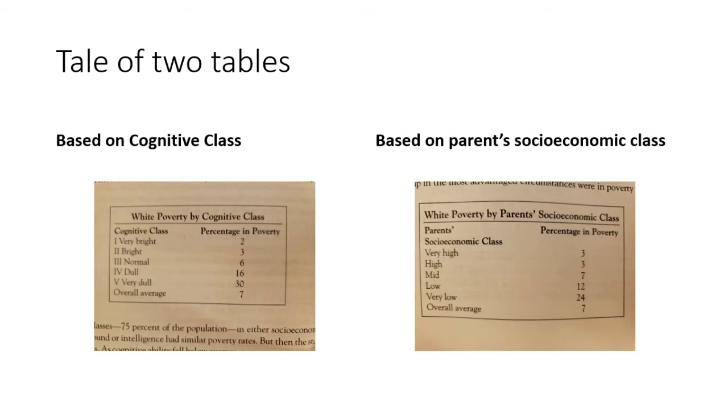And as you can see there, for the first 3 classes, it's fairly low. And then as you go lower on the scale, the percentage in poverty jumps up. Between class 5 by cognitive class and class 5 by socioeconomic class, I'm looking at very dull and very low here, there's a 6 percentage point difference. In class 4, there's a 4 percentage point difference.